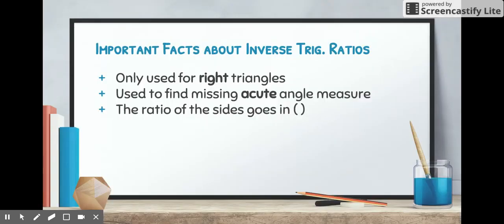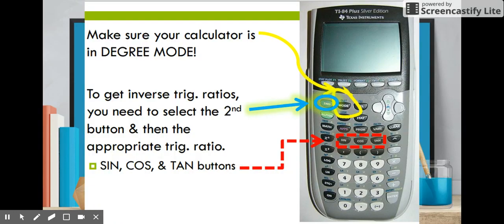Some important things you need to remember. Inverse trig ratios are only used for right triangles. They're used to find missing acute angle measures, and the ratio of the sides goes in the parentheses. Also, don't forget the -1 notation to show that you're taking the inverse. On your calculator, make sure your calculator is in degree mode, and that's only for this course, because in upper level math courses you will be dealing with radians as well, but we're only dealing with degrees here. To get to your inverse trig ratios, you just need to type second, and then whichever trig ratio you're taking the inverse of.